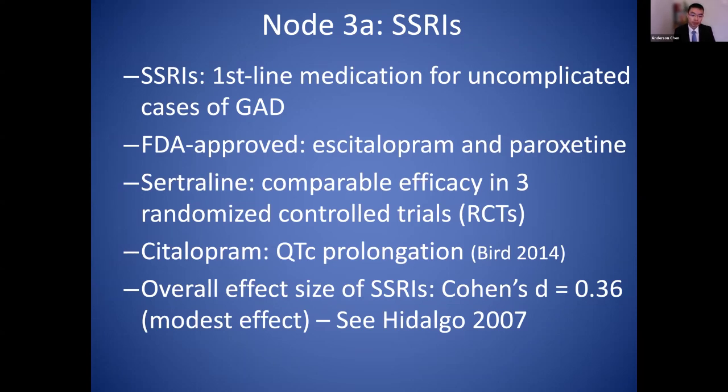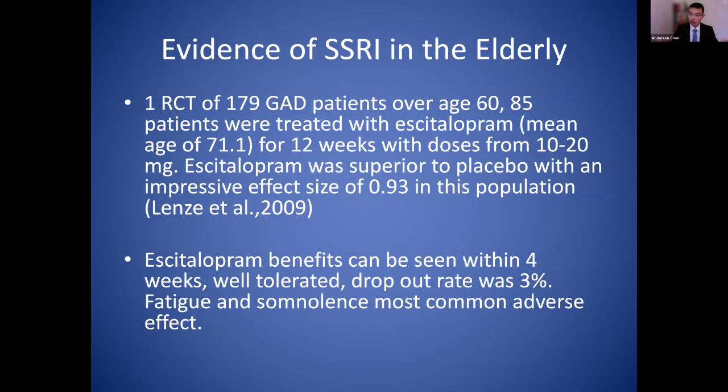And the overall effect size of SSRIs has a Cohen's d of 0.36, so it is modest. Now let's take a look at the use of SSRI in the elderly. There are papers that specifically look at this, and we do look at that favorably and helps us answer the question, what might be more helpful.